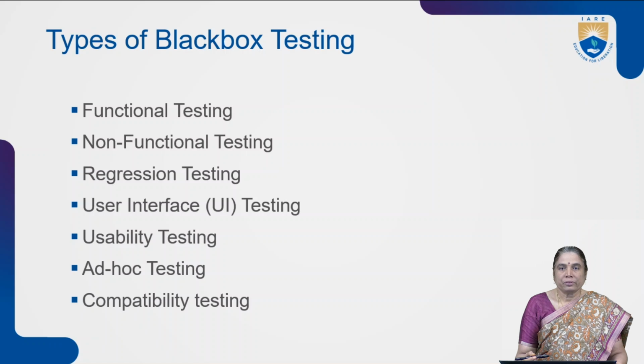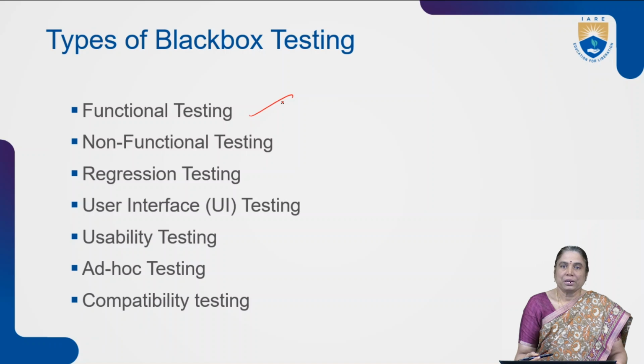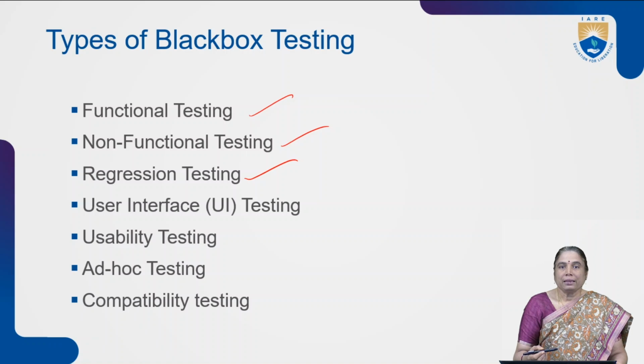A variety of black box testing types are available. Functional testing majorly focuses on the functional requirements of the software, so the functional aspects and features of the application are verified. Non-functional testing majorly focuses on the quality attributes of the software, like performance and security aspects. Regression testing is retesting the application to check whether any change in the code produces unintended side effects, which can be verified with the help of regression testing.